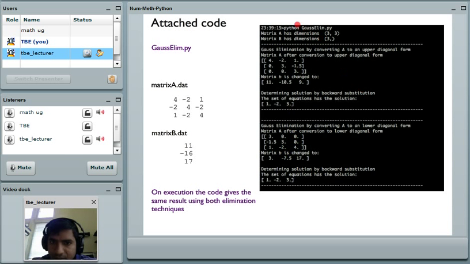together. So you start the code. So first it does the conversion to upper diagonal form, and then does the backward substitution to give you a solution which is 1, minus 2, and 3. Similarly, it converts the matrix to a lower diagonal form, and again does a substitution. Now it's a forward substitution to give you the same solution. So what I've shown you here is, I have written the codes myself, and I just showed you that using either way, we can get the same solution.